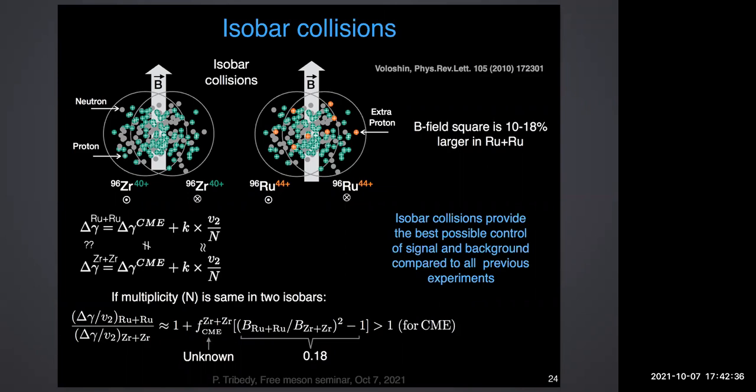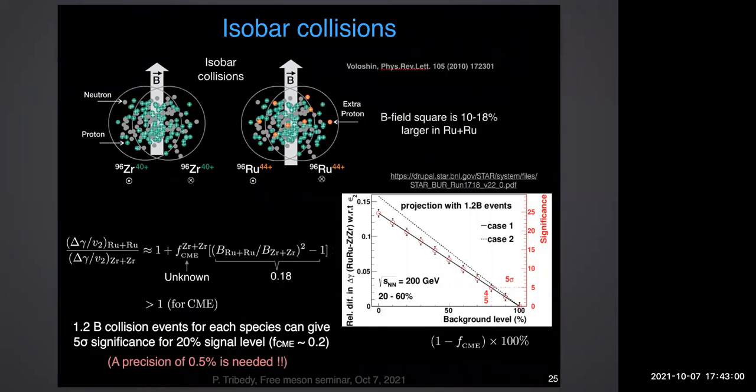This is unknown, we don't know what it is, but one thing is sure, because it's 0.18, this is a number. If this term is non-zero, then this whole ratio will be greater than 1. So that's the condition for CME. But we don't know what this unknown is. If this FCME is 0, then this ratio is going to be 1. So we have a very well-defined experiment now. But we need to know how much significance we get. We need to be very specific about the experiment. Because we don't know what FCME is, we want to know how much the signal would be given an FCME.